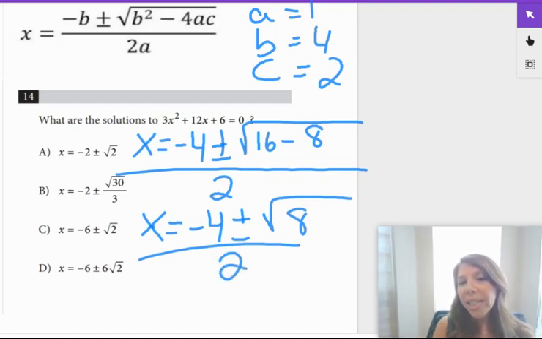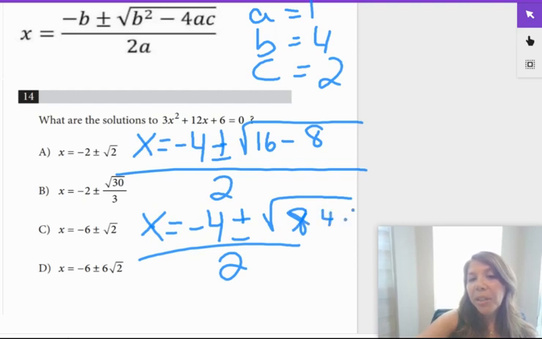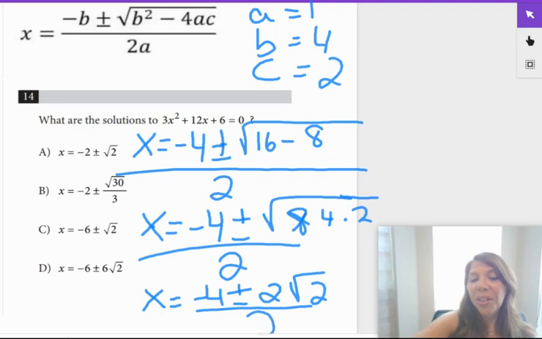But if you notice, none of our answer choices have a square root of 8 in there. So we need to simplify 8 even more, and that would be by changing that to a 4 times 2. Once we have reduced that to a 4 times 2, we can see that the square root of 4 is simply a 2. So now we have x is equal to negative 4 plus or minus 2 square root of 2, all over 2.